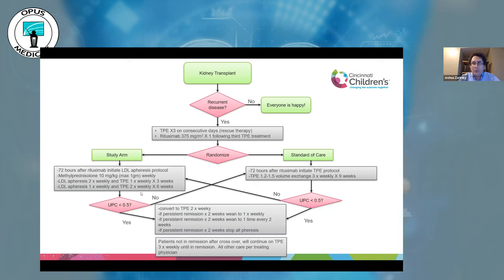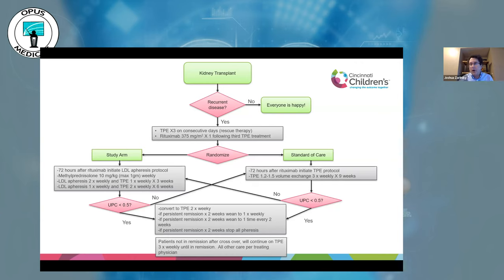I just feel like for most people out there, what is the standard of care? The standard of care is TPE. We don't have great data to say that TPE works. We all have anecdotal cases where TPE has put people in remission, but we all have patients that have been on TPE for 18 months, like the person here, and it hasn't worked. So you have to try something different.